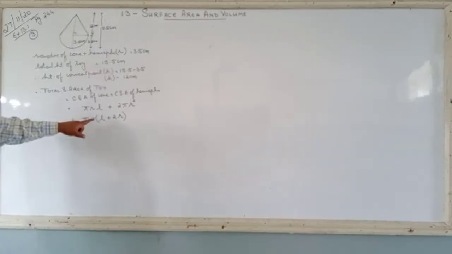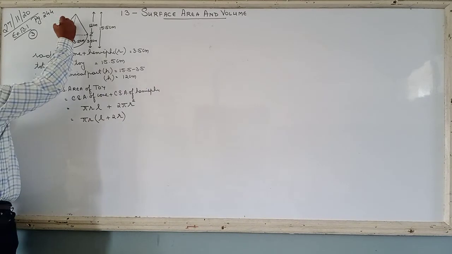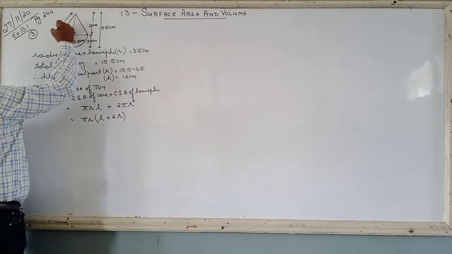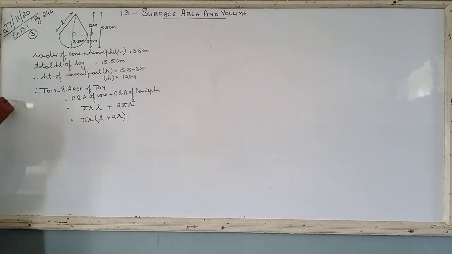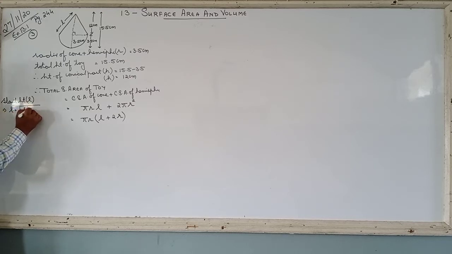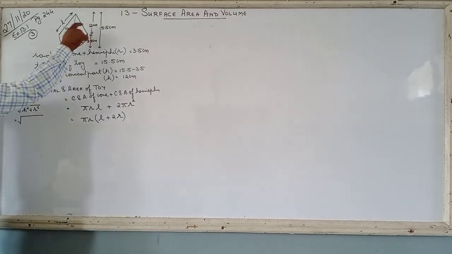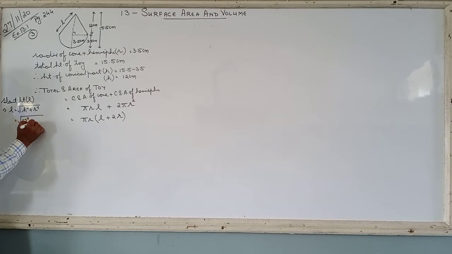The only problem is we don't have l, that is the slant height of this cone. So do we need to find the slant height? Definitely. The formula of slant height was taught to you in class 9. Again we are using slant height of cone. Slant height l is equal to root of h square plus r square. The root of h, how much is h? 12. 12 square plus r, 3.5 square.